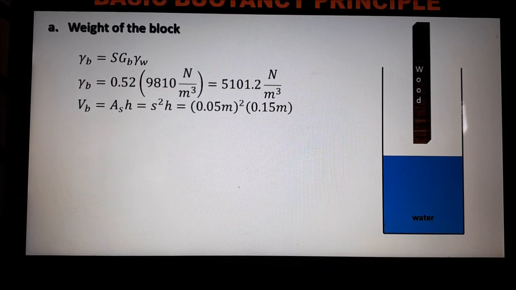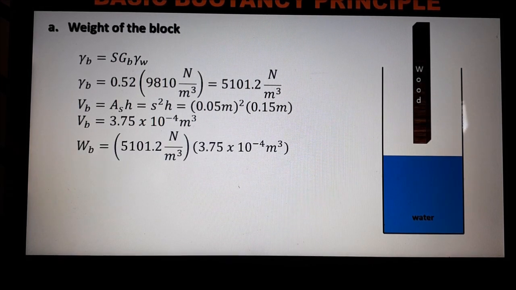Now for the volume of the block, that is equal to the area of the sides times the height, where the area of the sides is s squared since we have a square block, so s squared times h. Substituting the values, the volume of the block is equal to 3.75 times 10 raised to the negative 4 cubic meter. Now for the weight of the block, take note that the weight of the block is equal to the specific weight of the block times the volume of the block. Substituting the values, the weight of the block is equal to 1.913 Newton.